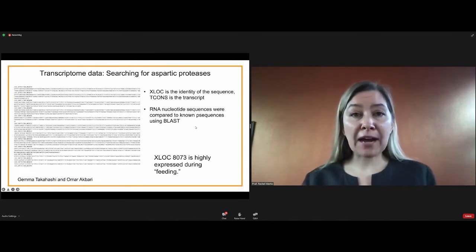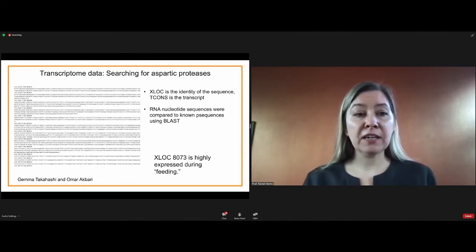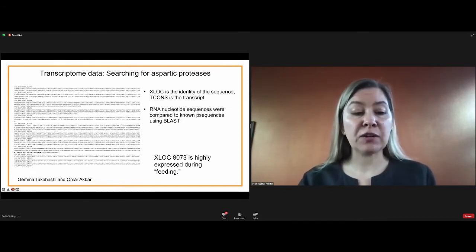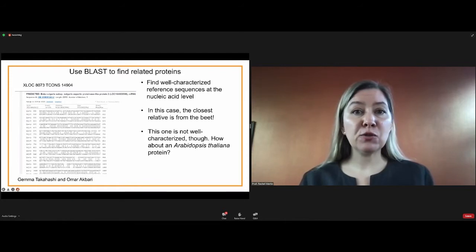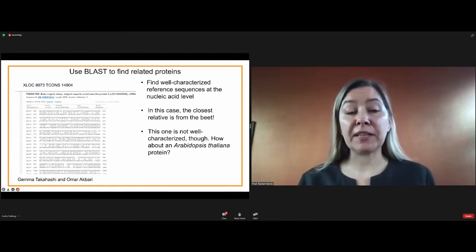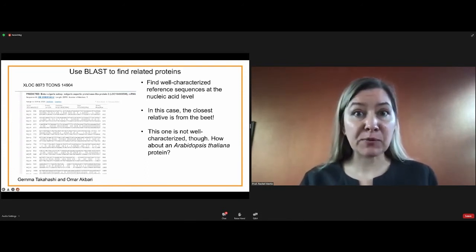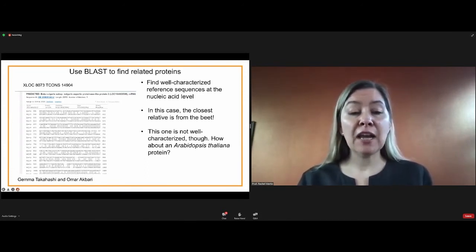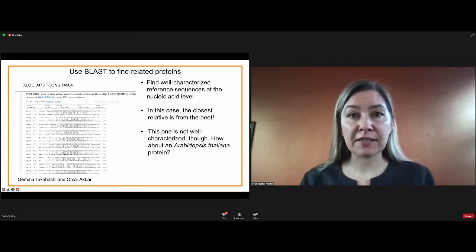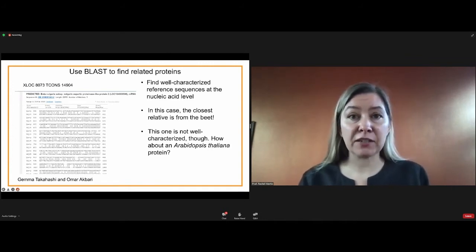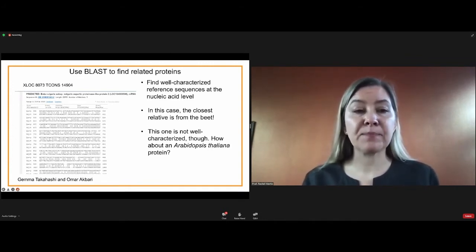So going back to Darwin's aspartic protease, we do see at least one aspartic protease that's very highly expressed during the feeding behavior. And so Omar pulled that out of the data and used a BLAST search to find proteins that are related to it. This step is important because it enables us to pick reference sequences that we can use to figure out what's going on. Because just having the sequence doesn't help you very much. You've got a bunch of nucleotides, or you can translate it to amino acids. So what? How do we know what it actually does?